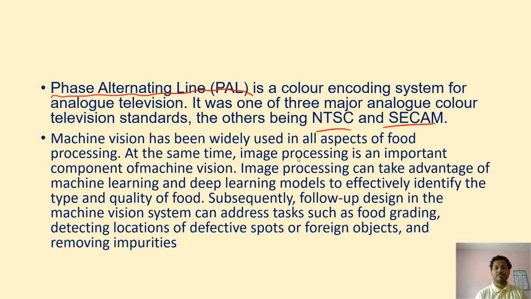Machine vision has been widely used in all aspects of food processing. At the same time, image processing is an important component of machine vision. Image processing can take advantage of machine learning and deep learning models to effectively identify the type and quality of food. Subsequently, follow-up designs in machine vision systems can address tasks such as food grading, detecting and locating defective spots or foreign objects, and removing impurities.